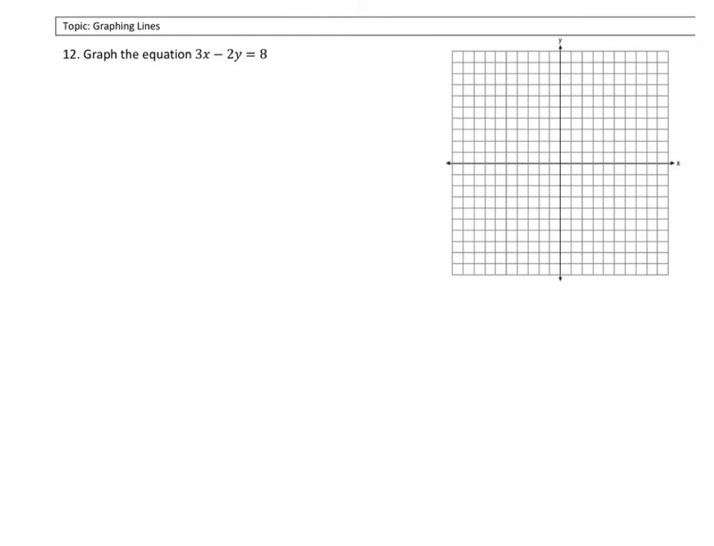Okay, number 12 is about graphing lines. It's just asking me to graph this line. Of course, I know if I want to graph this line, 3x minus 2y equals 8, I have to get it into y equals form. So I'm going to work down through until I get to y equals form.